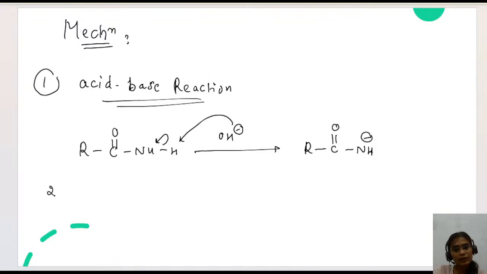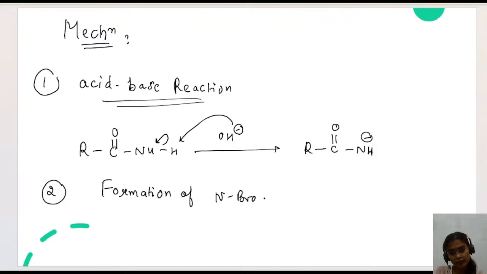Now let's see step number two. What is step number two? That is the formation of N-bromamide. What is the meaning of N-bromamide? Just think about it. The nitrogen is going to combine with bromine. You know N-methyl, the nomenclature part we discussed. It means the nitrogen is going to combine with the bromine here. So let's see how.